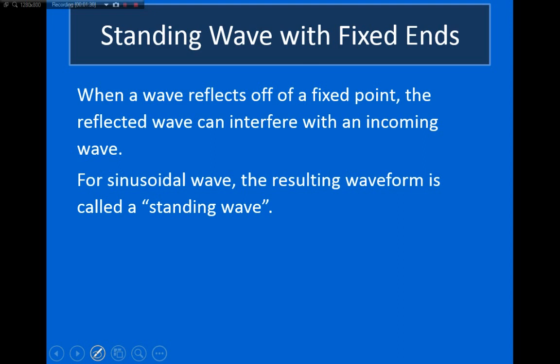Now, in that previous example, I just had a single pulse on a string, but what happens if I have a sinusoidal wave and both ends of the string are fixed? Now, the sinusoidal wave will run into the fixed point and reflect off of it, and as a result, I'll have a sinusoidal wave that's moving to the right and a sinusoidal wave that's moving to the left, and these two waves should interfere with each other. The resulting interference is called a standing wave.